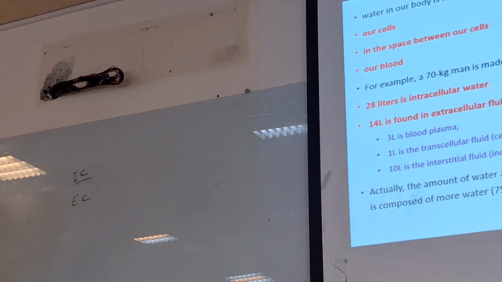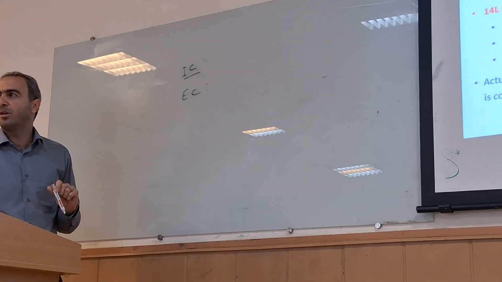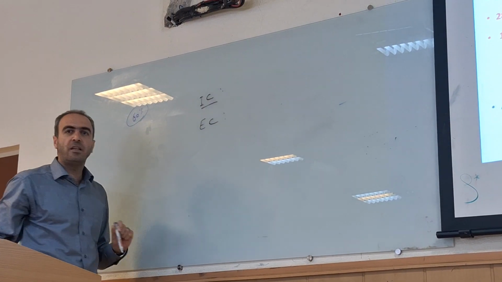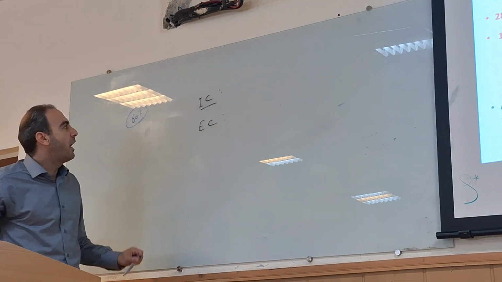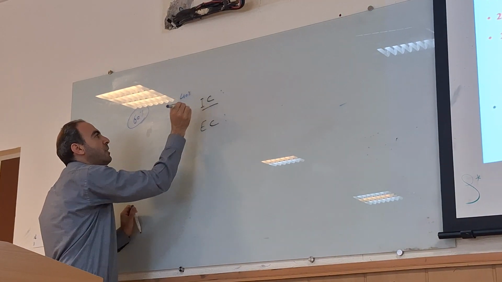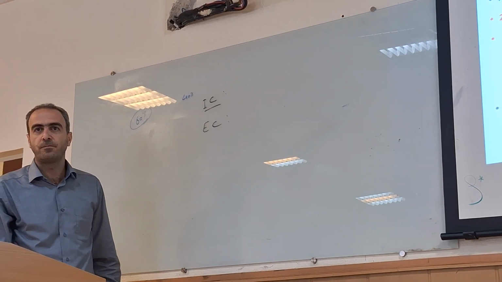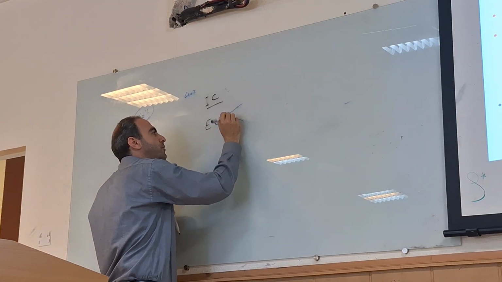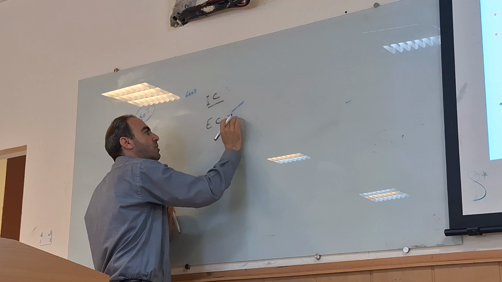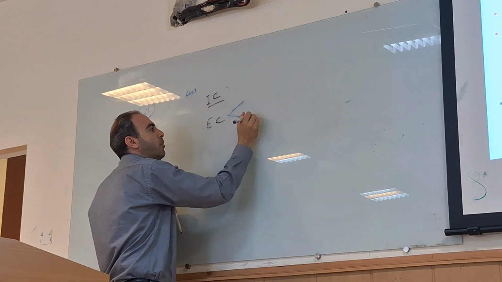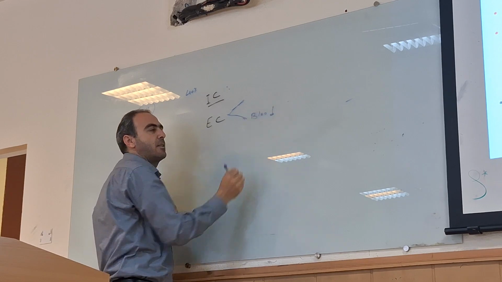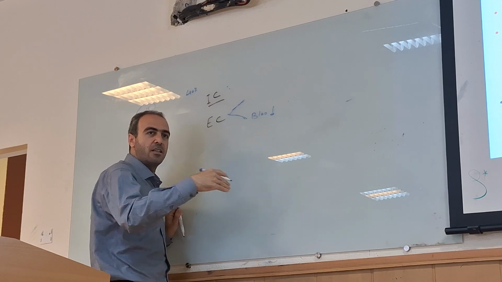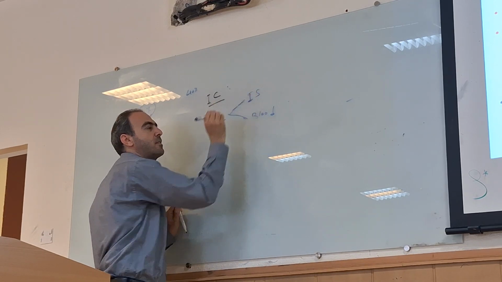How much of our body is composed of water? 60% of our weight consists of water, and 40% of this 60 is located in intracellular water. Related to extracellular, we have two main sources. One of them is the blood, and the next one is interstitial fluid, IS.